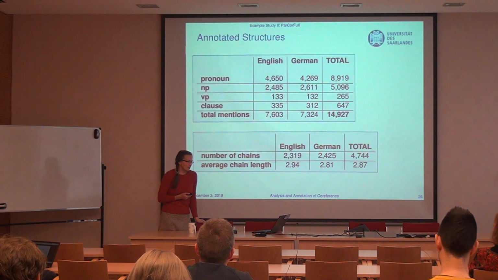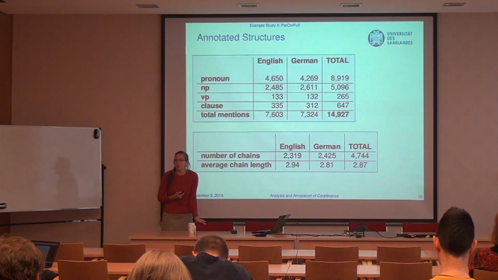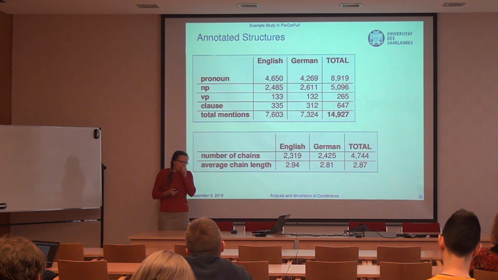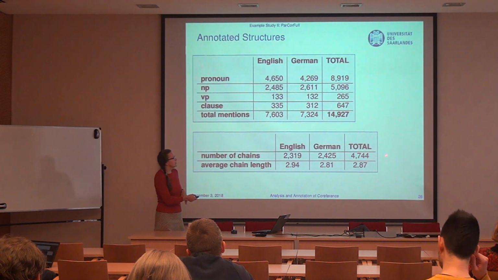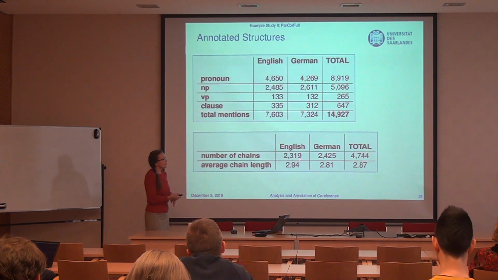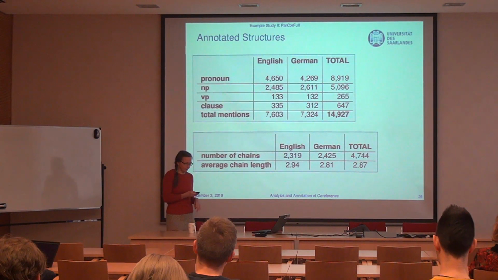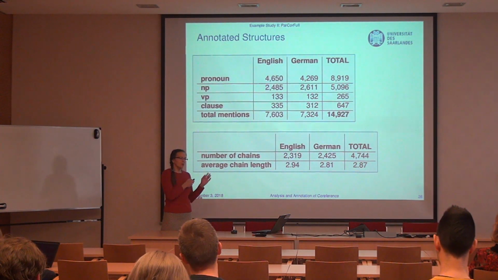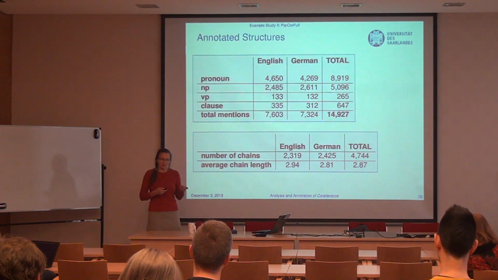So the annotated structures that we have, in total we have around 15,000 mentions. We also counted the number of chains, which is around 5,000. We have slightly more chains in German than in English, but slightly longer chains in English than in German. In fact, we did not perform any contrastive analysis on this, as we did in Gecko, because the aim was different.